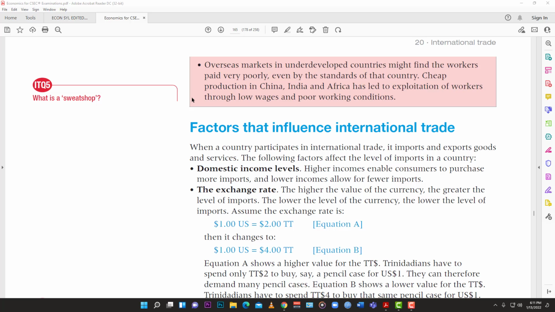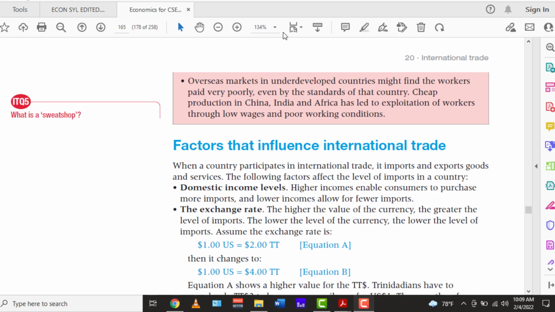So those are the disadvantages of international trade. So we'll stop for now, and we'll jump back in next time looking at factors that influence international trade, both from the imports perspective and the export perspective.